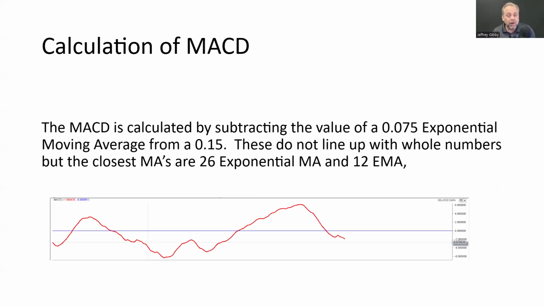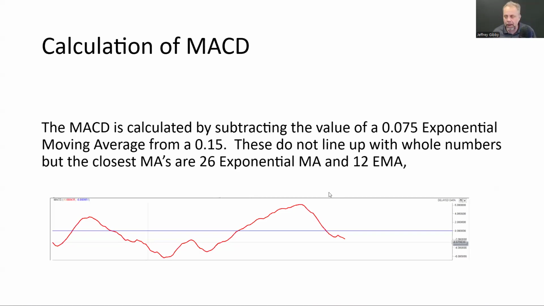When Gerald Appel calculated the MACD, he didn't use whole numbers. He used 0.075 as an exponential moving average and 0.015. These don't line up with whole numbers, but the closest are 26 and 12. Okay, so the calculation for this is if I subtract a 26 period from a 12 exponential moving average, I'm going to get the MACD line.